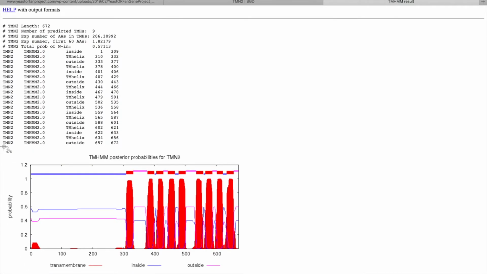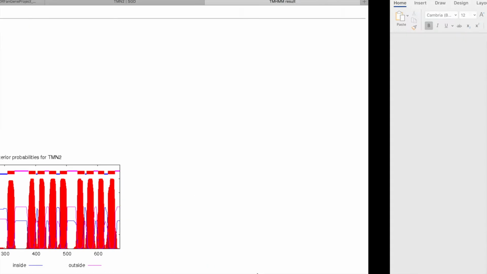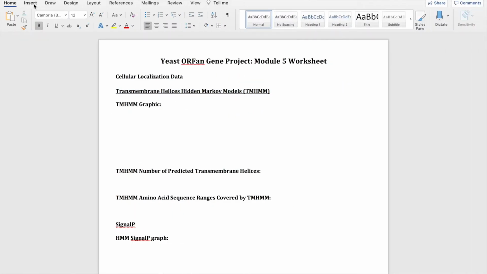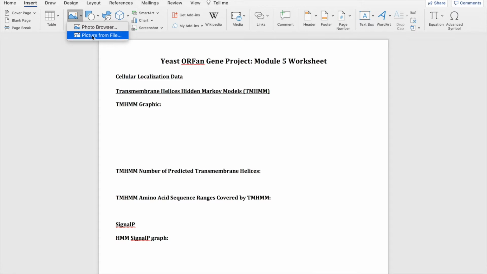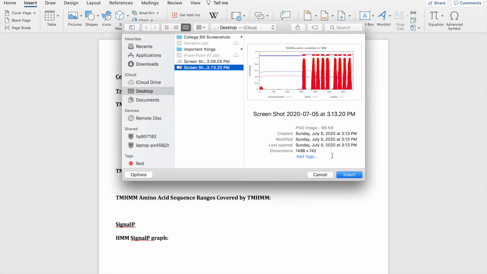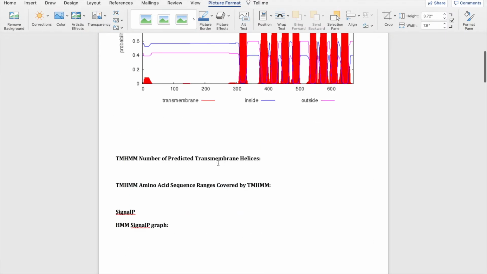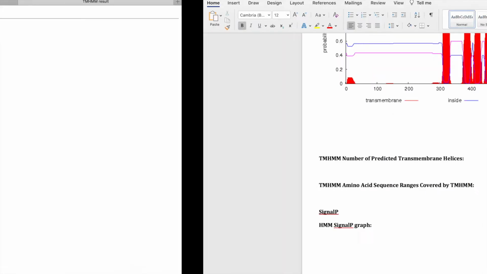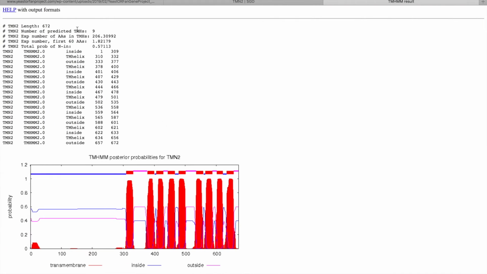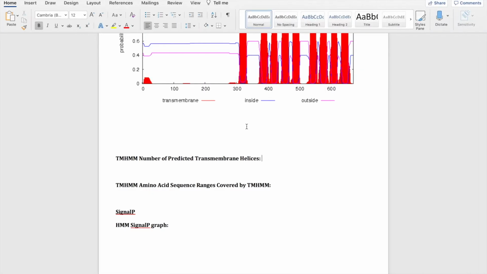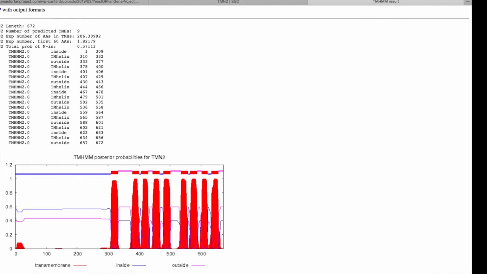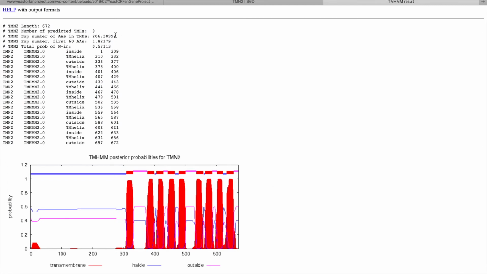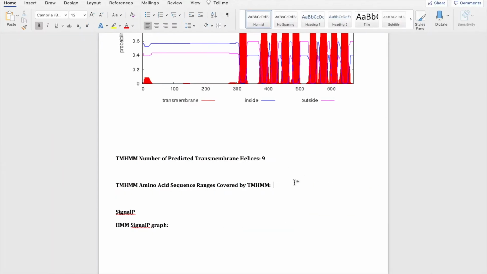Alright, and this is what it looks like, and I am just going to take a screenshot of the graph and place it where it's asked for in the worksheet. Now we're looking for the number of predicted transmembrane helices, and that's 9, and the amino acid sequence range, and that's 206 to 30992. I'm going to copy and paste that as well.